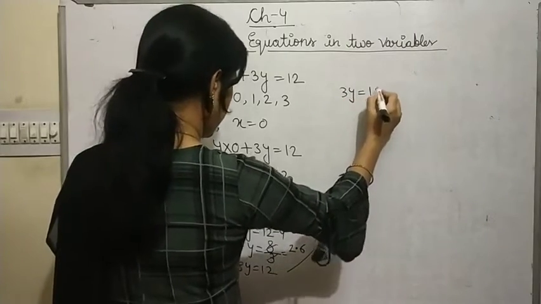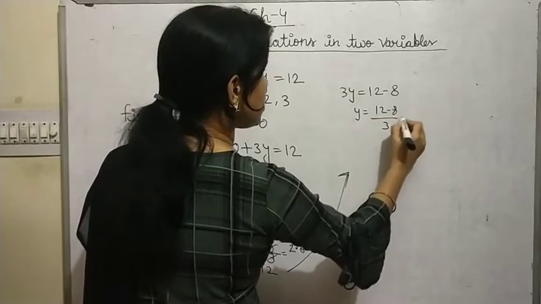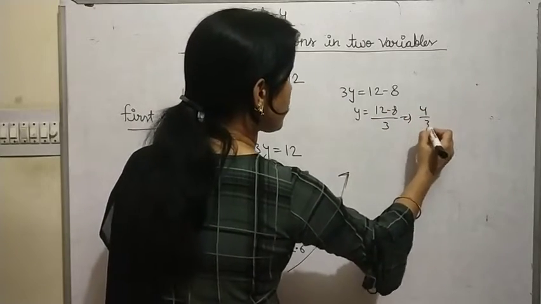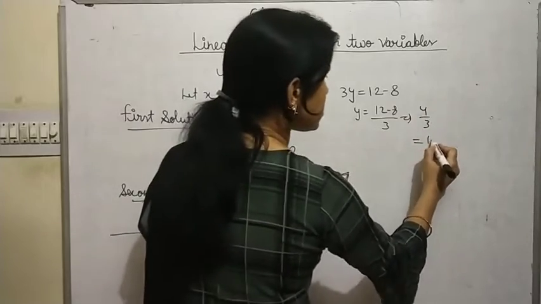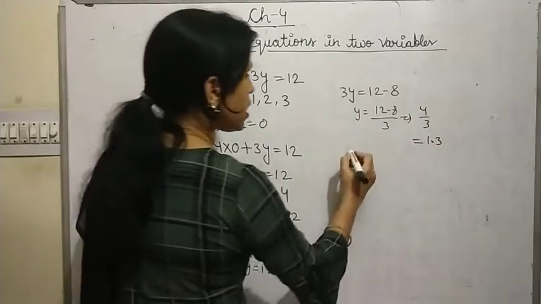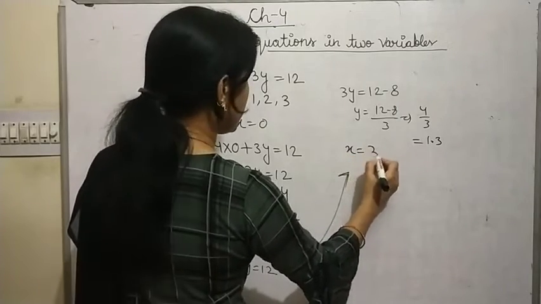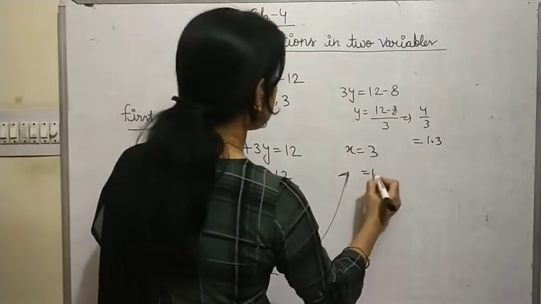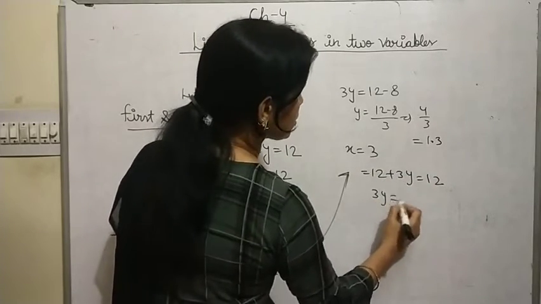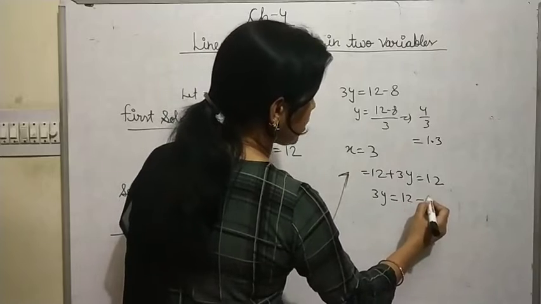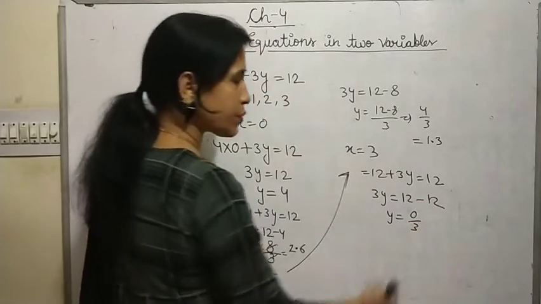3y is equals to 12 minus 8 and y is equals to 12 minus 8 upon 3. So 12 minus 8 is 4, 4 upon 3. When you divide it, what will come? 3 ones are 3, point 3 threes are 9. Correct? Similarly, last, x is equals to 3. So what will be there? 4 threes are 12 plus 3y is equals to 12. So 3y is equals to, transfer, 12 minus 12, 0. So y is equals to 0 upon 3, what will come?